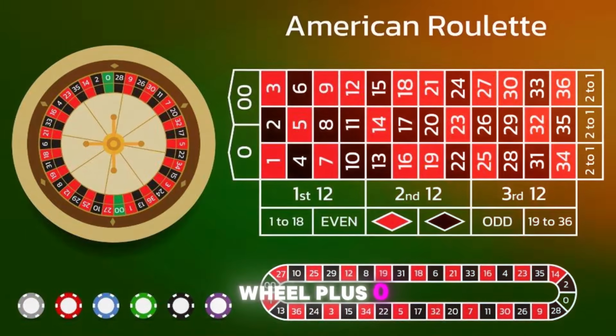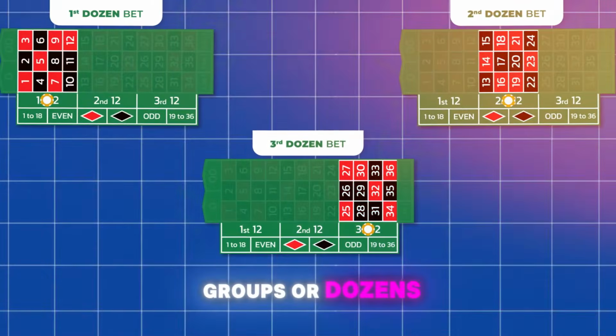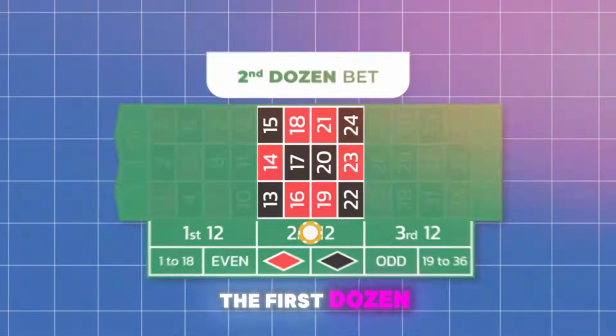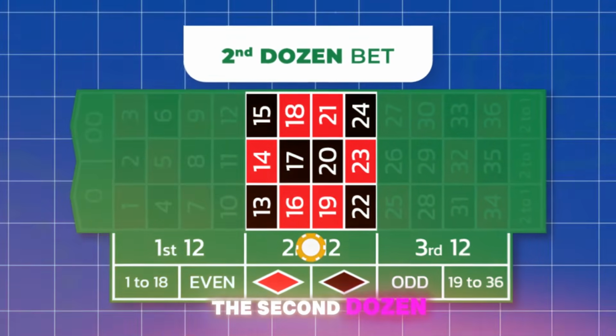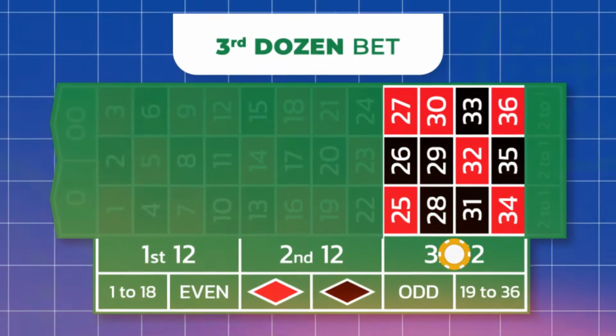In roulette, there are 36 numbers on the wheel, plus 0 or double 0. The numbers are divided into 3 groups, or dozens. 1 to 12, the first dozen, 13 to 24, the second dozen, and 25 to 36, the third dozen.